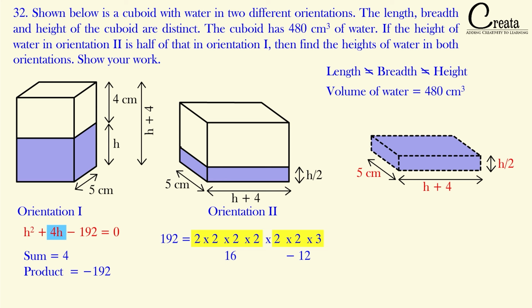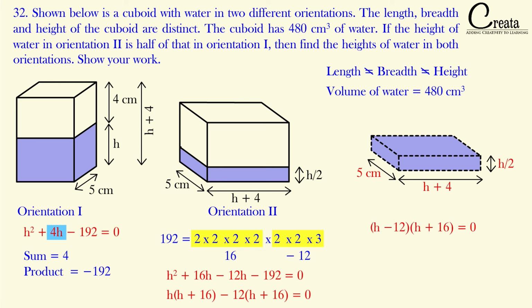So we got our equation as h square plus 16h minus 12h minus 192 is equal to 0. Let's take h common in the first two terms and minus 12 common in the third and fourth terms. We got h minus 12 into h plus 16 is equal to 0. That is, h minus 12 is equal to 0 and h plus 16 is equal to 0. We got h as 12 centimeter and h as minus 16 centimeter. Height cannot be negative, so we will not take h equal to minus 16. We will take h equal to 12. So in the first orientation, the height of the water is 12 centimeter.